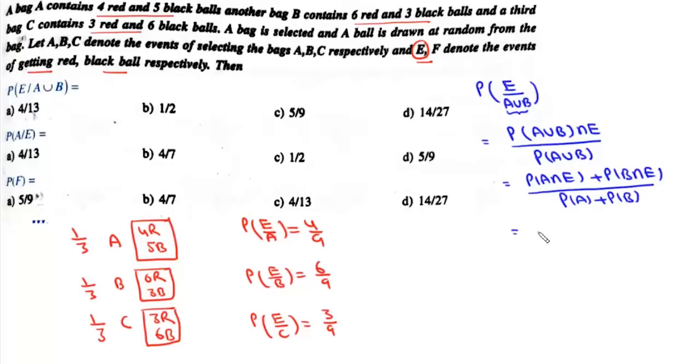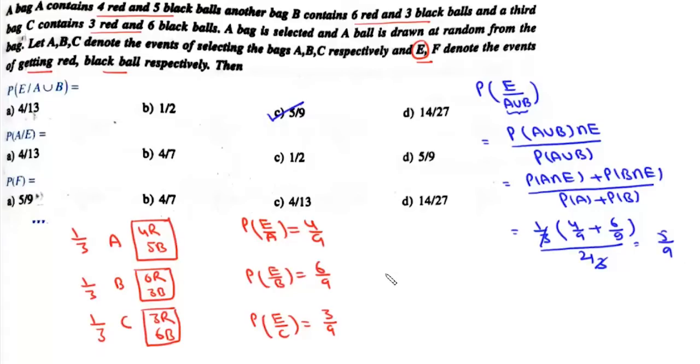Now the probability of A intersection E is 1 by 3 into 4 by 9, and B intersection E is 1 by 3 into 6 by 9, and P(A) plus P(B) is simply 2 by 3. Now 1 by 3 will cancel. Now this value is 10 by 9 divided by 2. So it will be 5 by 9, and that's your option C.